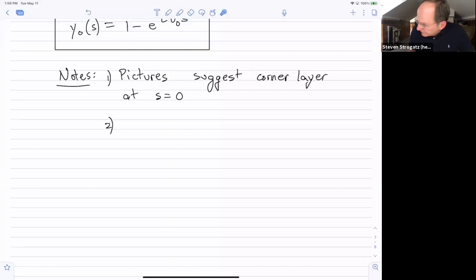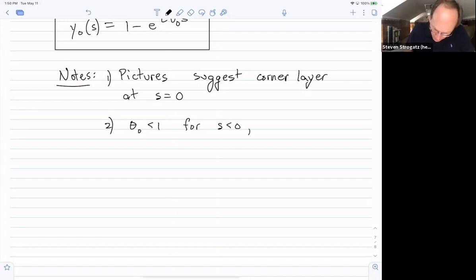Just as this other note, theta zero is less than one for s negative, as we'd hoped and suspected. So the whole thing is self-consistent, so far.